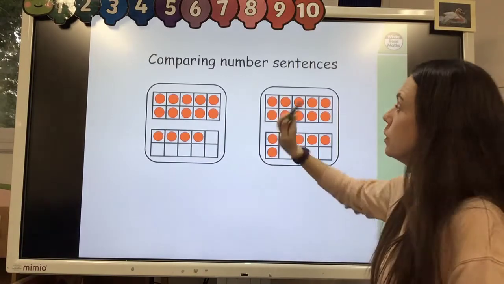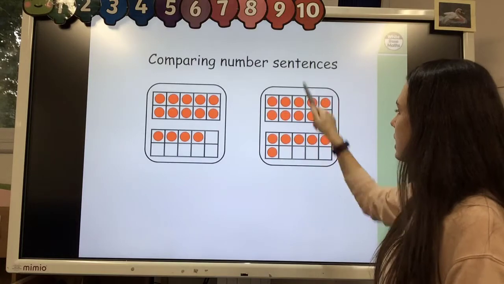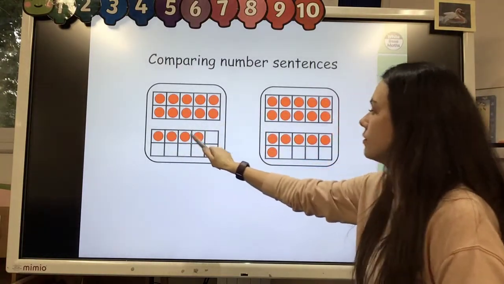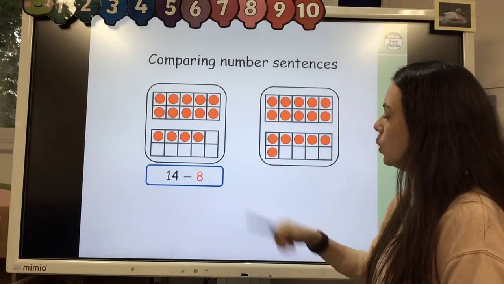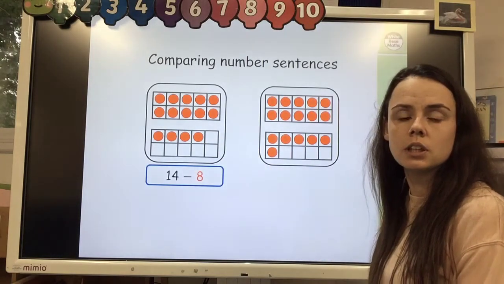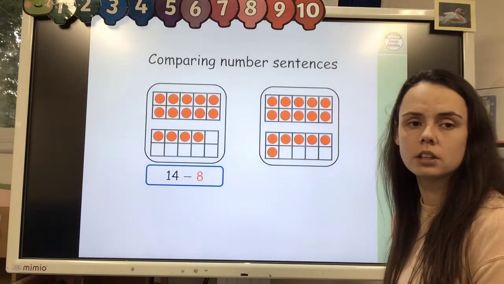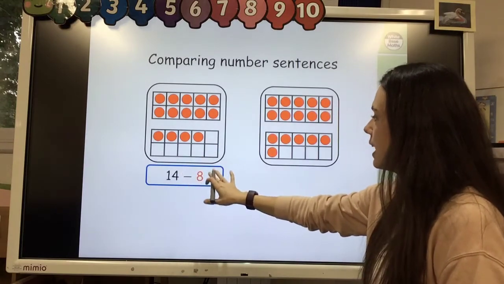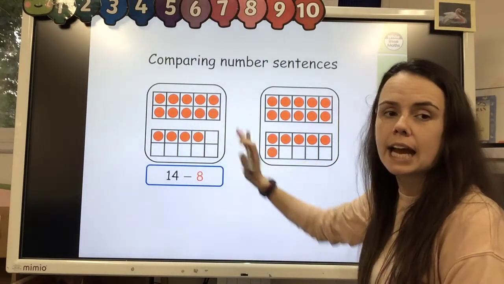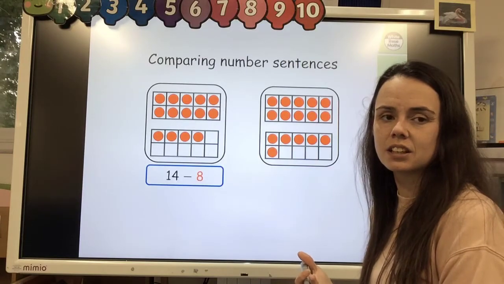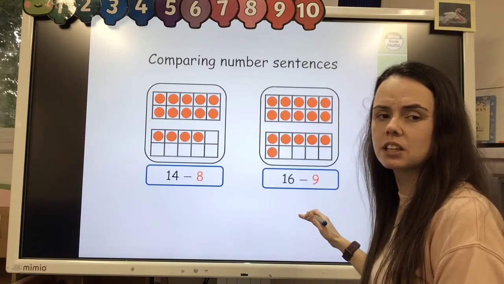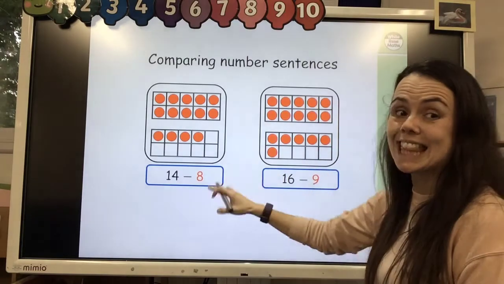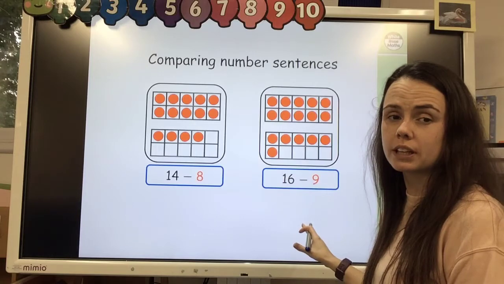Let's try another one. So comparing number sentences, we've got this one and this one. What numbers here? 10, 11, 12, 13, 14. What's it telling us to do? It's given us a number sentence. So 14 take away 8. So we know there was 14 there because we just counted it. And then what's to take away 8? So what does it want us to do on this side? It wants us to take this 16 and take away 9. And then decide whether or not it's bigger or smaller than.